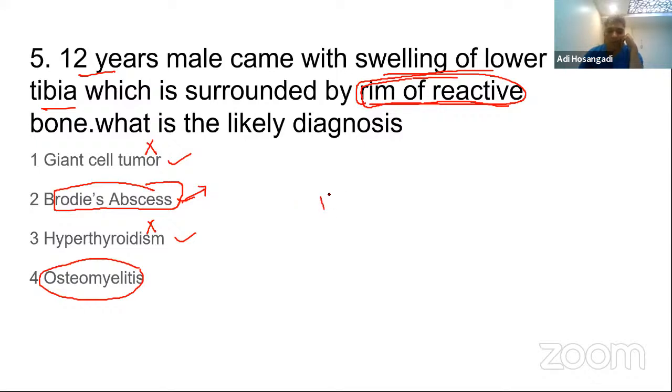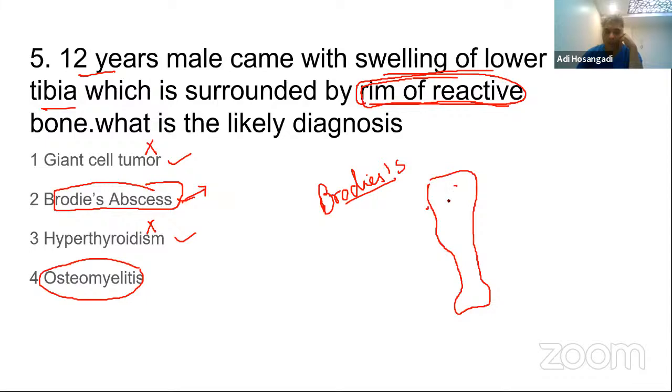One more important thing about Brodie's abscess, I will tell you. I think I have a radiograph of that. But please remember, especially in the lower end of femur and upper end of tibia, a very well defined lytic lesion surrounded by a rim of very sclerotic bone like this. No periosteal reaction, and the rest of the architecture is absolutely normal. The patient complains of dull aching pain, not severe pain. What this indicates is that there has been an infection and the body has tried to contain it. It has been surrounded, the body has tried to ward off the infection.